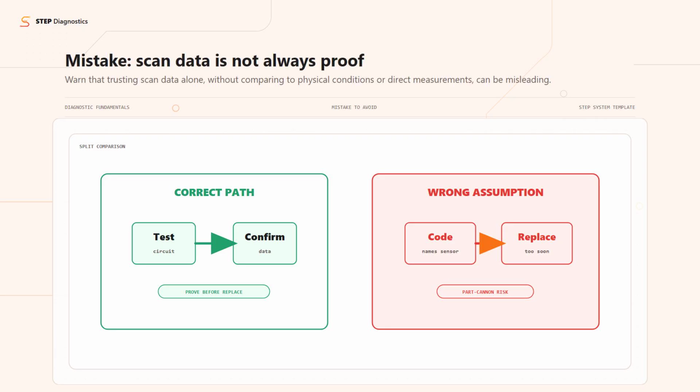A frequent mistake is treating scan data as final proof. Remember, the ECU can only report what it sees. Problems in wiring, grounds, or power can make data misleading. Always check scan data against direct measurements or known good signals.